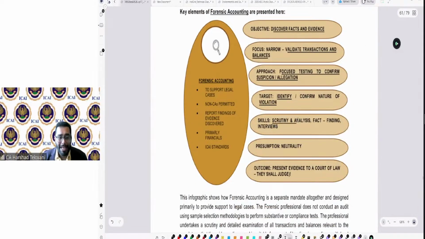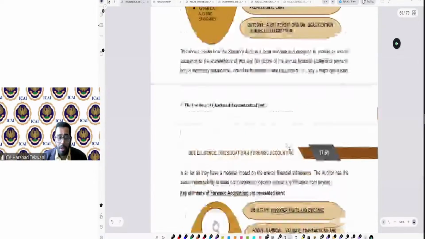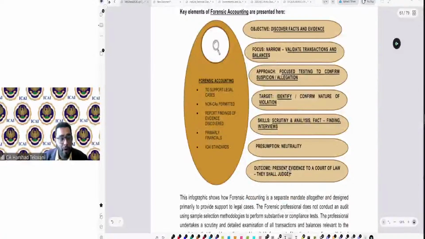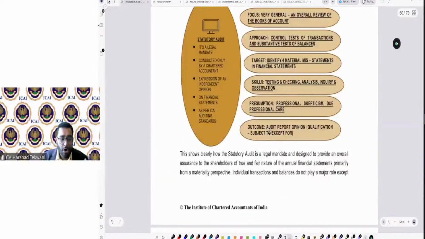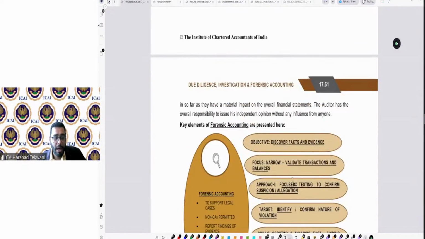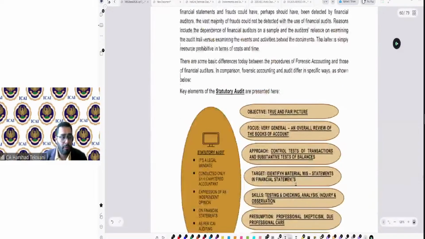Again, skills such as scrutiny, analysis, fact-finding, and interviews are required, whereas in an audit it is the same test checking, analysis, inquiry, and observation. In an audit, the presumption is of professional skepticism and due care. Whereas in forensic accounting it is neutrality. You are not required to assume the fraud has occurred or the transaction has occurred. The outcome is to present evidence to the court of law. And in case of an audit, it is an audit report opinion. So that is the basic difference between forensic accounting and your statutory audit.